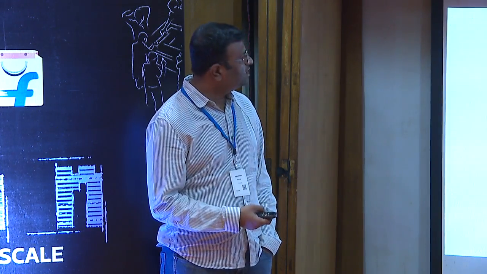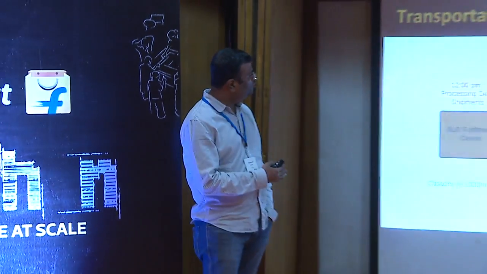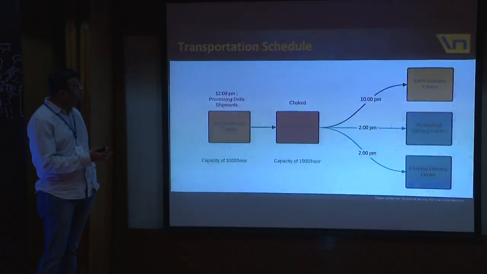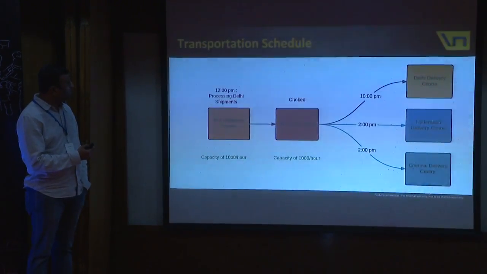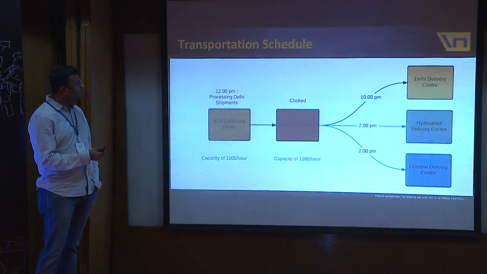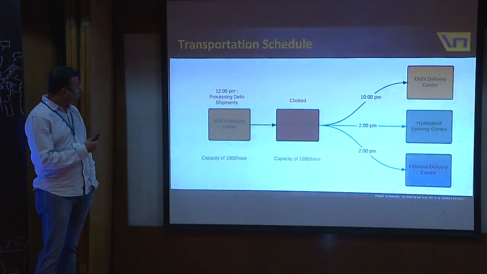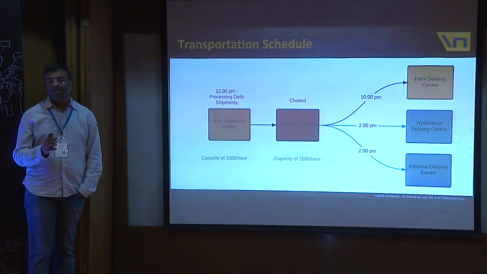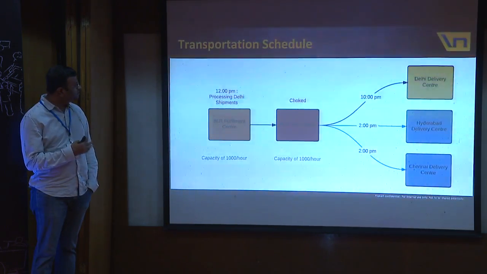So let's take certain examples. Let's take this example wherein we have a Bangalore fulfillment center, a sort center in Bangalore, and we have delivery centers in Delhi, Hyderabad, and Chennai. So we have transportation connections from Bangalore sort center to Delhi delivery center at 10 p.m. and to Hyderabad and Chennai, we have transport connections at 2 p.m. So let's assume right now it's 12 p.m. and we have received shipments meant for Delhi, right? And we start processing only these shipments meant for Delhi.